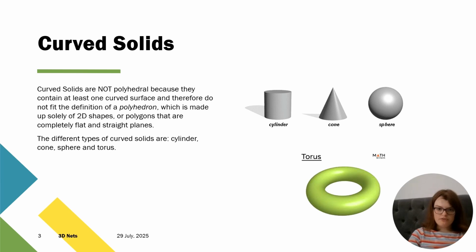So on to our curved solids. Curved solids are not polyhedral because they contain at least one curved surface and therefore do not fit the definitions of a polyhedron, which is made up solely of 2D shapes or polygons that are completely flat and straight lines. The different types of curved solids are cylinder, cone, sphere and torus, as you can see here.